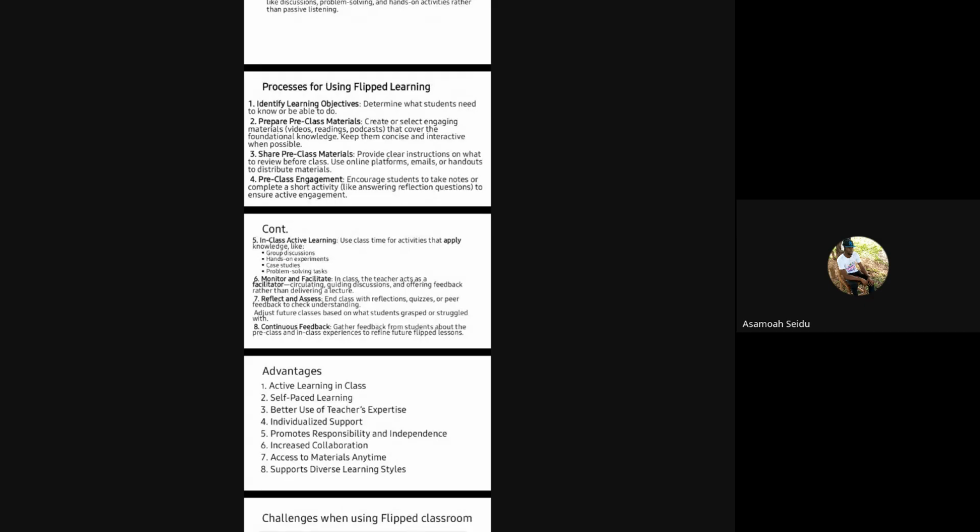And then continuous feedback: gather feedback from students about their pre-class and in-class experience to refine future flipped lessons. If it's something that you wish to be doing more often, I'll encourage every teacher to try using such a teaching strategy. Okay, you get feedback from students to better how you do it.